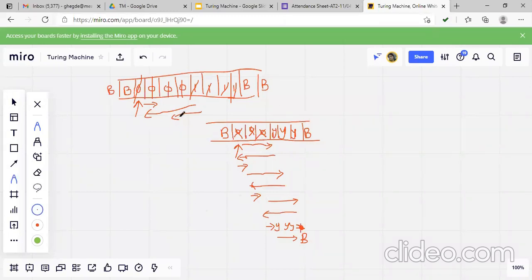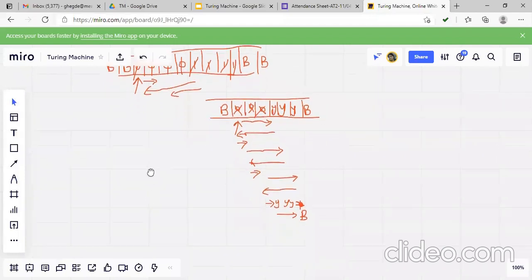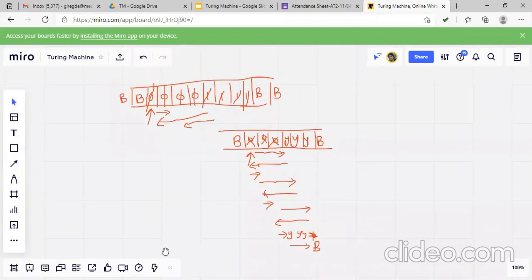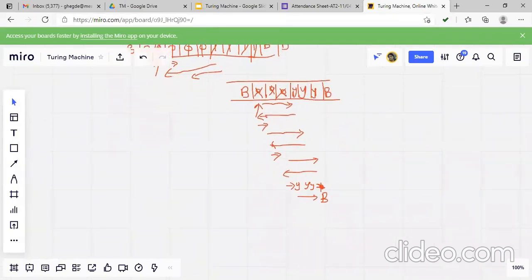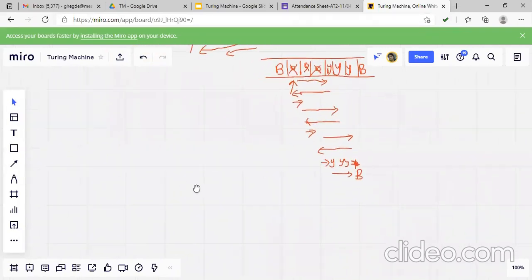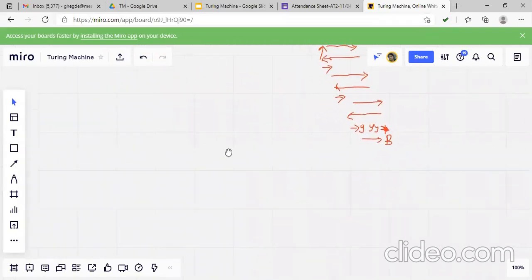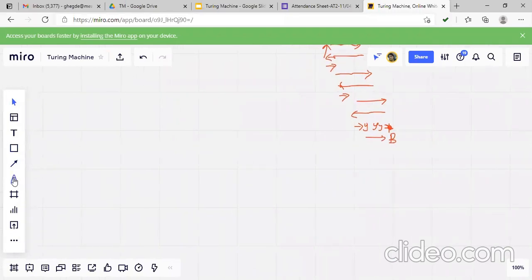Is the example clear, students? Any doubt in the example? Okay, so we'll see how to represent this. Fine. I hope everyone is clear with the example, students. I don't know why you people are not answering.